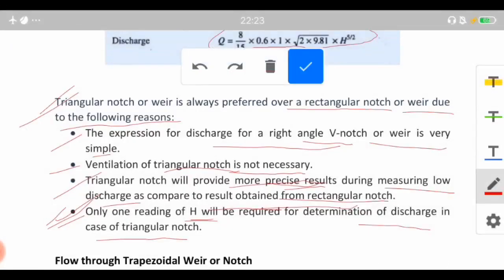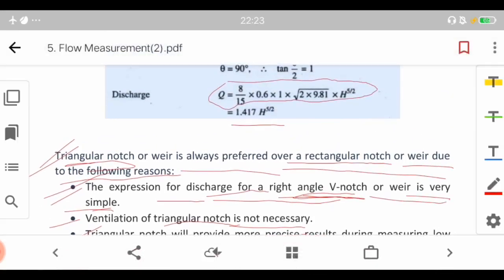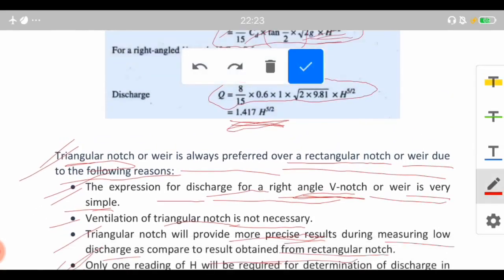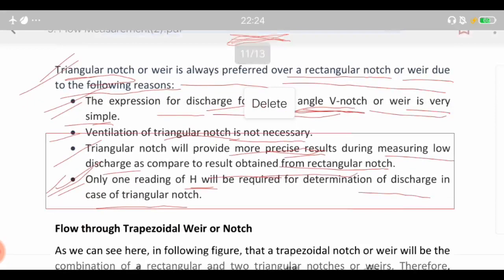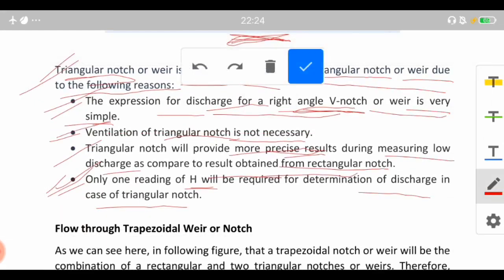Now let's note the advantages of the triangular notch. Why is a triangular notch preferred over a rectangular notch? The expression for discharge for a right angle V notch or weir is very simple, and the right angle V notch is used widely. Also, ventilation of the triangular notch is not necessary, and the triangular notch will provide more precise results when measuring low discharge as compared to a rectangular notch, as obtained experimentally.